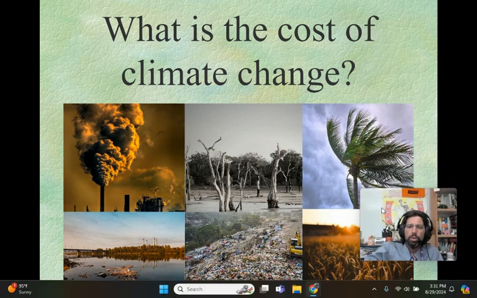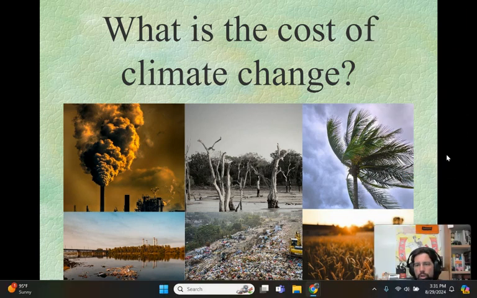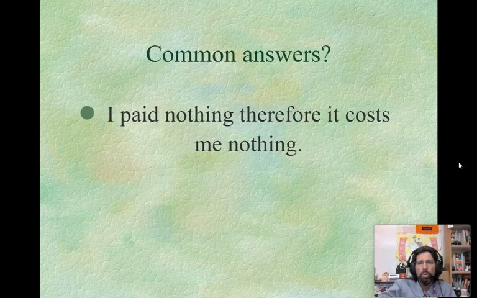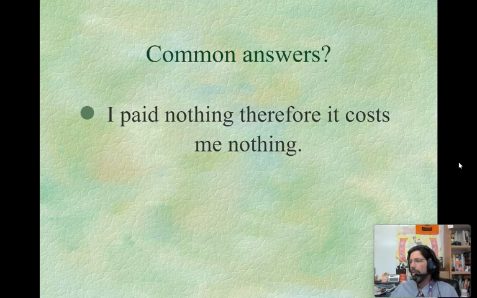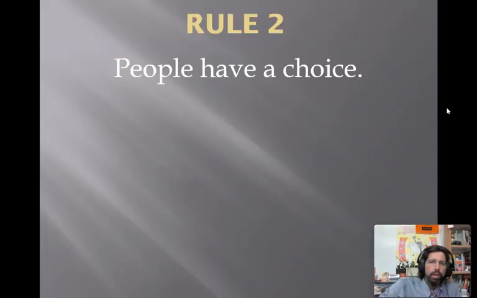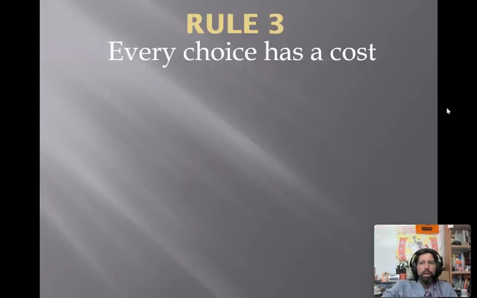So, if we ask a question like, what's the cost of climate change? We'll often get a common answer like, I paid nothing for it, therefore it costs me nothing. And in economics, we would look at this and say, what? Of course, there are costs. We know people have choices, but rule number three is that those choices all have a cost. Every choice you make has a cost.